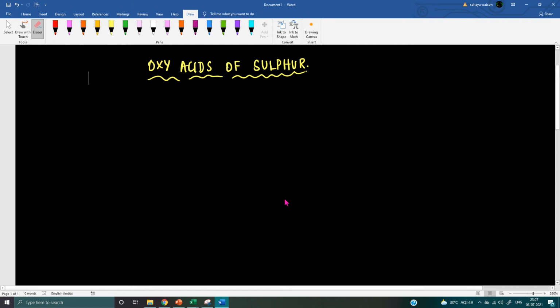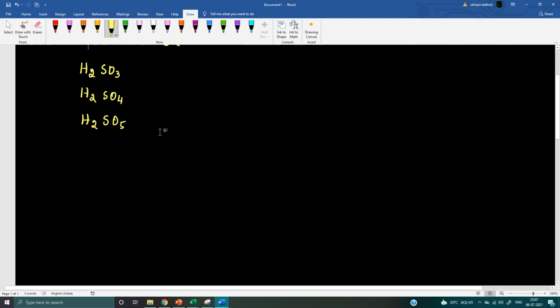How to draw the structures and name the oxy acids of sulfur. In our textbook, the following oxy acids are given in a tabular column format. First one is H2SO3, H2SO4, then H2SO5. In these three compounds, the sulfur atom is only one.